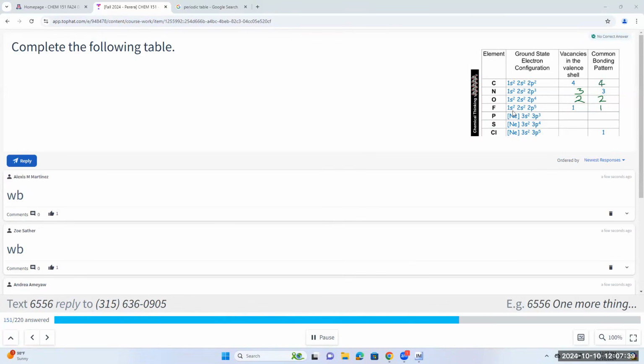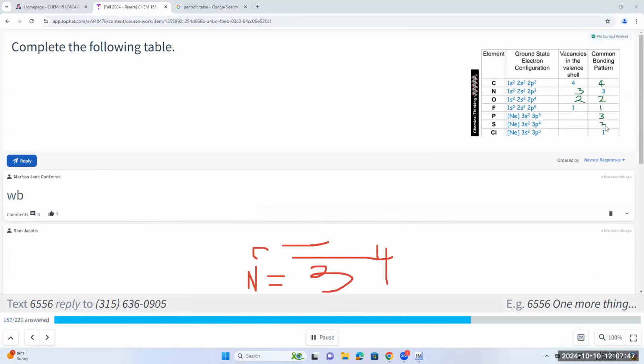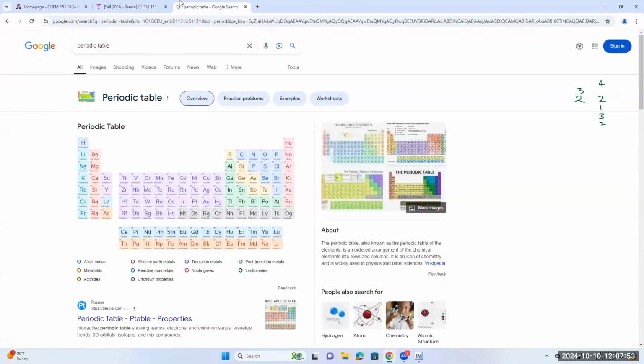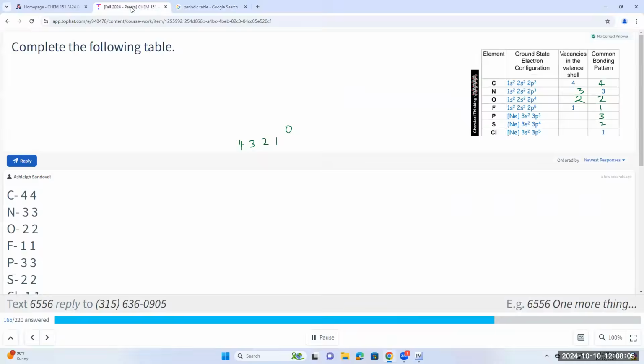Common bonding pattern of carbon is 4, nitrogen is 3, oxygen is 2, fluorine 1, phosphorus is 3, sulfur is 2, and chlorine is 1. How do we know it? If you go to the periodic table, one more time, we just need a reminder for that. This column over here forms 0 bonds. This column 1 bond, 2 bonds, 3 bonds, 4 bonds, and that's how we know the common bonding pattern.